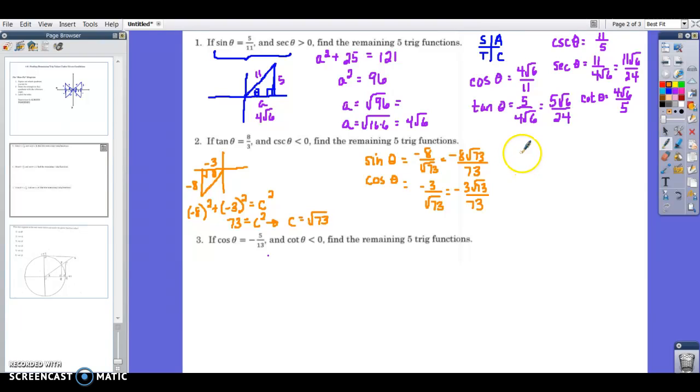We were given tangent, so we need cosecant. Cosecant flips sine, so that's going to be -root 73 over 8. Secant flips cosine, so that's going to be -root 73 over 3. And cotangent is going to flip tangent, so that's going to be 3/8. So again, by putting the proper signs in my diagram, that keeps me from having to worry about whether the trig function is positive or negative in the end, because I'm already dealing with that because I put the signs into my diagram.